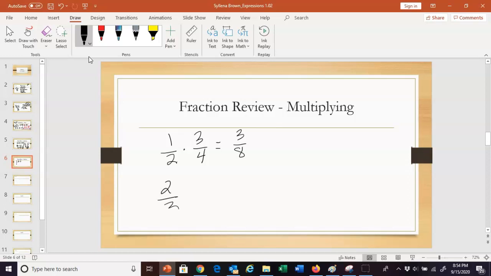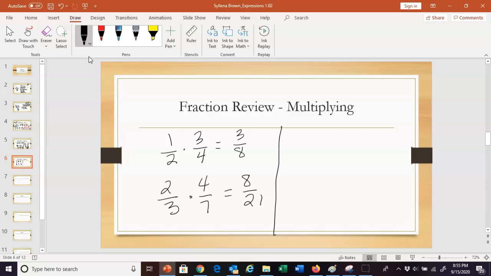So why don't you pause it and try this one? And then press play and check your work. All right, so we got 8, 2 times 4 is 8, and 3 times 7 is 21.